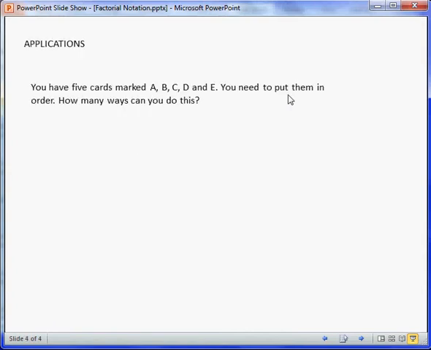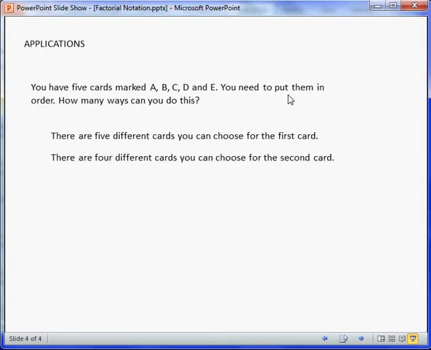The direct application for this, well, one of the most important ones anyway, is with probability. Here you have 5 cards, A, B, C, D, E. You need to put them in order. How many ways can you do this? Well, you've got to pick the first one. There are 5 different cards you can pick for the first card. Once you pick that card, you can't pick it again because you only have 5 cards. So there are 4 different cards that can be the second card in the order.